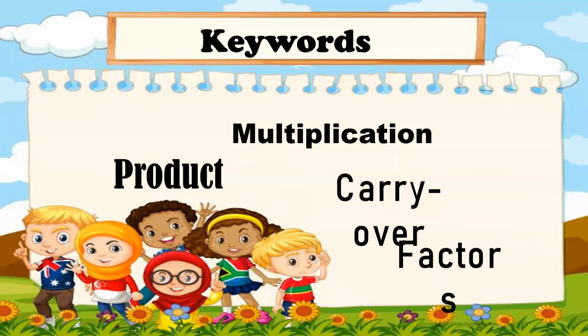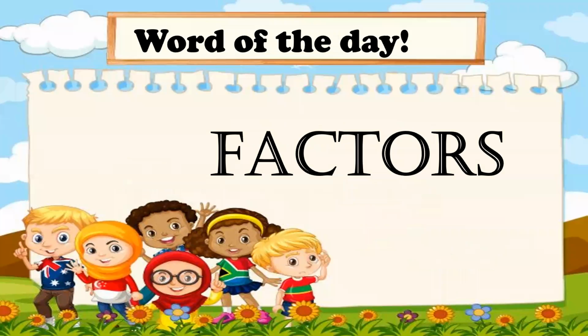So our keywords today are multiplication, product, carryover, and factors. Multiplication is our process. Product is the answer of the multiplication. Carryover is the remaining that we add, and factors are the numbers that we multiply. The word of the day today is factors. So let's proceed to the next slide, please.